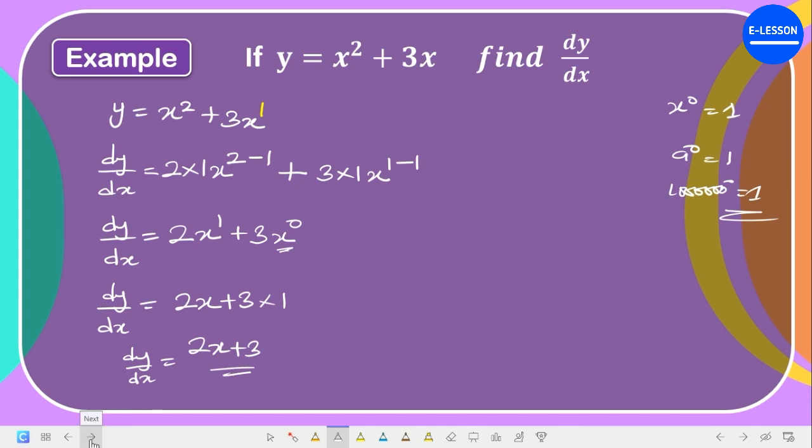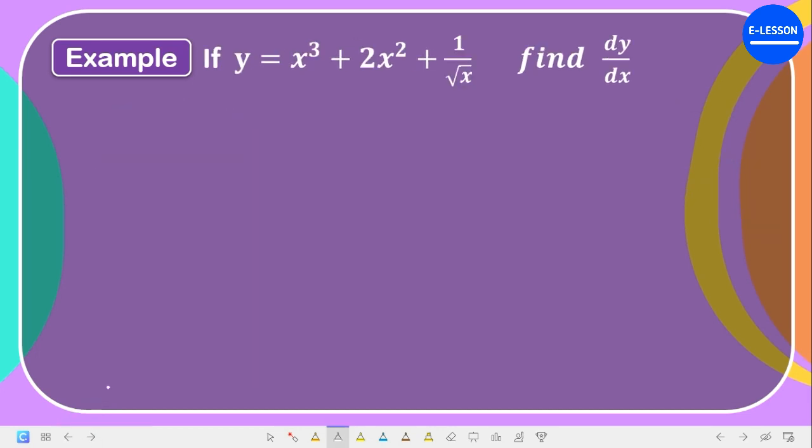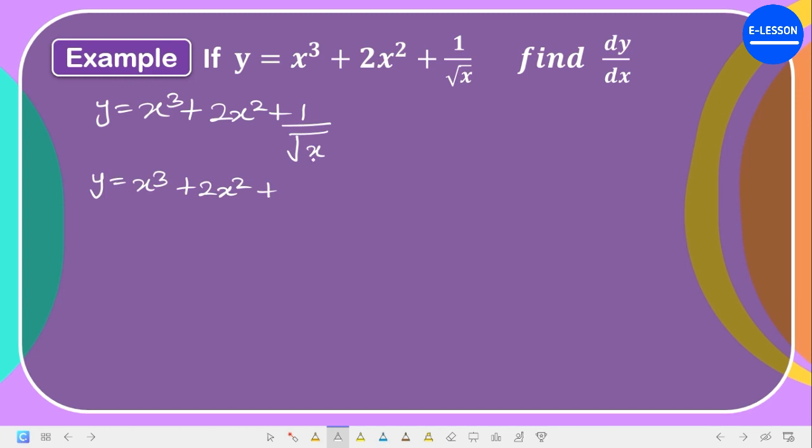Let's proceed. How about you have this? We are given this. Find dy dx. Now we follow the same approach again. We are given y is equal to x raised to the power of 3 plus 2x squared plus 1 all over root x. Now let's make it in the index form first before we solve. We know that y will be equal to what? x raised to the power of 3 plus 2x squared plus 1 all over root x is equal to what? Let's take it out here and simplify.